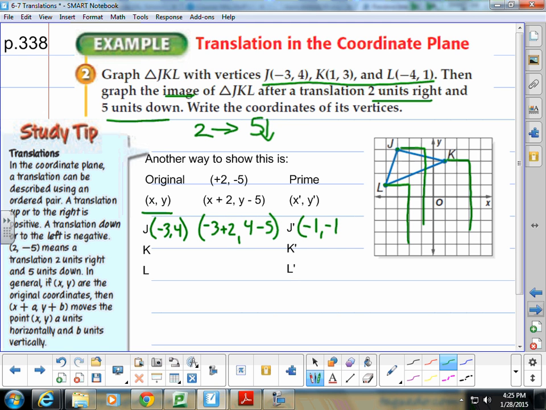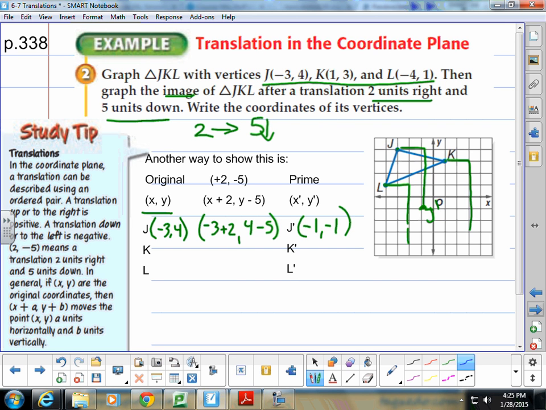Is that right? Did I make a mistake there? Maybe I did. Count down, 1, 2, 3, 4, 5. Okay, and look at that. J prime is at -1, -1. Okay, so that's kind of a way just where you can get them and not have to draw the lines. You can just plot your points.